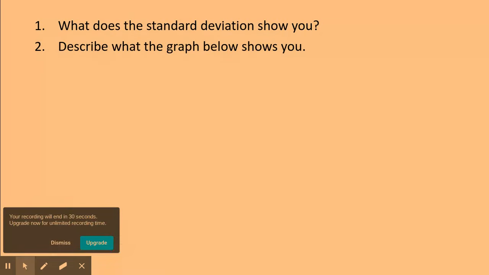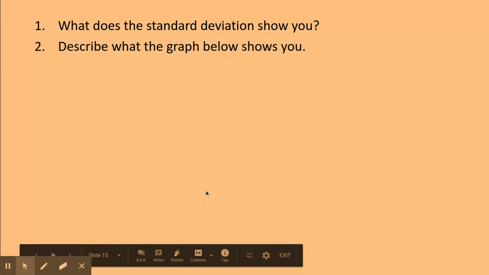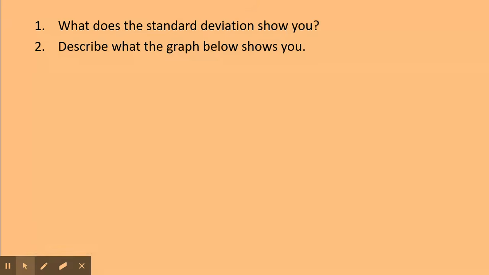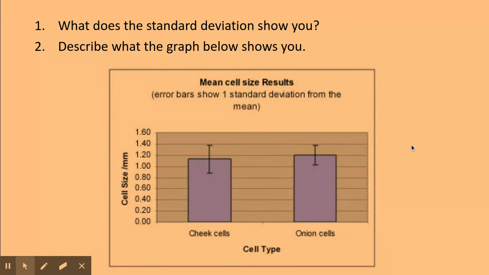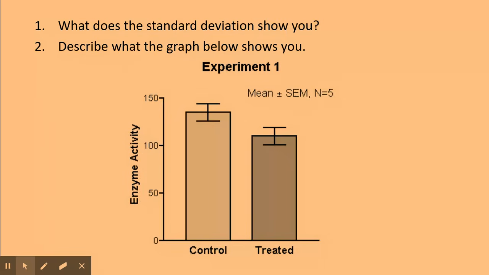So the standard deviation can tell you quite a lot about your data, and you do need to be familiar with this in your exam. You do need to be able to plot data on a graph, and you do need to be able to calculate your data as well. So in this particular data set, as you can see here, my 2 error bars are overlapping. Therefore, there is no significant difference between my mean cell size between my cheek and my onion cells. There is a significant difference here.